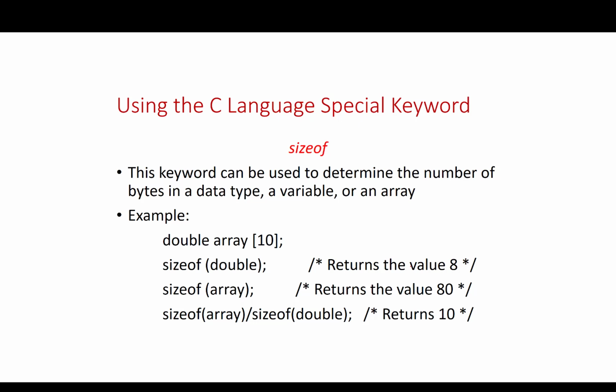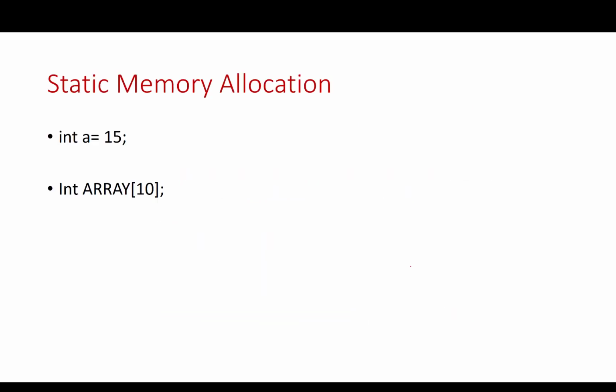Okay? Okay, so until now we are dealing with something called static memory allocation. What is the meaning of that? If you are saying int a equals 10, in this case you are going to the memory reserving 4 bytes to store a, right?